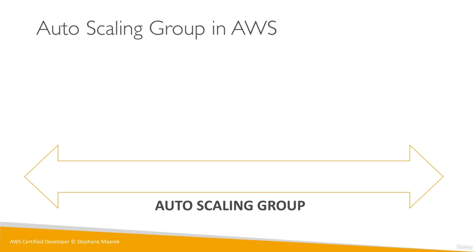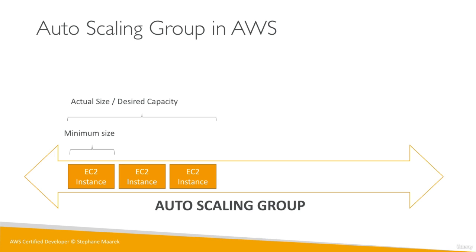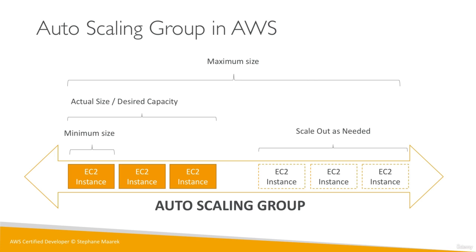Well, here is our beautiful auto-scaling group. It's a big arrow. And so the minimum size, for example, 1 here, is the number of EC2 instances you'll have for sure running in this auto-scaling group. The actual size or desired capacity parameter is the number of EC2 instances running at the current moment in your ASG. And then you have the maximum size, which is how many instances can be added for scale out if needed when the load goes up.